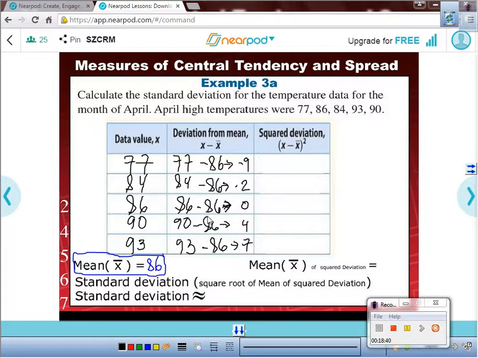Does everybody understand what we did here? I took the same numbers and I subtracted the mean from all the numbers. And this is the process that you need to do to find the standard deviation. Next step, we're going to write the answer, or what we got as a difference from all of these, and write it here, negative 9, and square it. What is negative 9 squared? 81. What is negative 2 squared? 4. What is 0 squared? 0. What is 4 squared? 16. And what is 7 squared? 49.